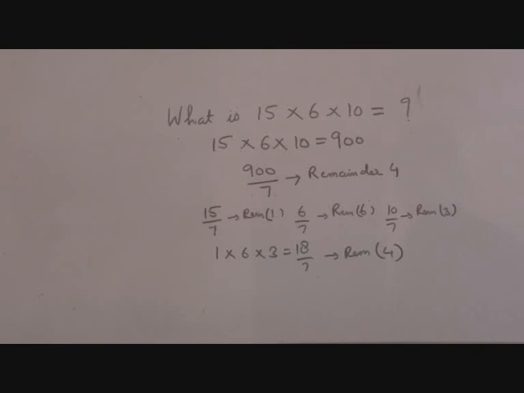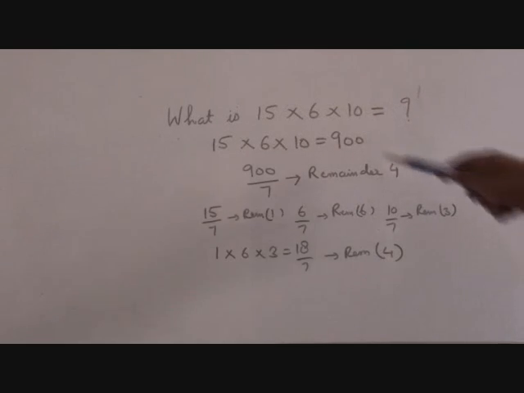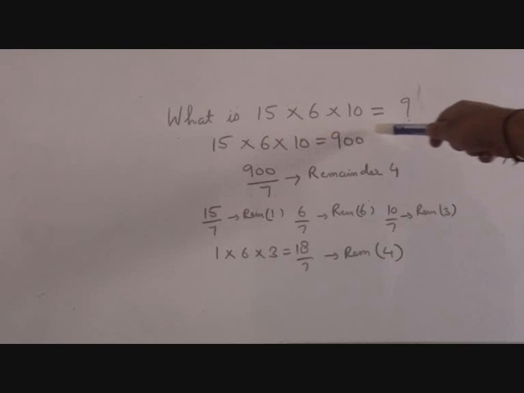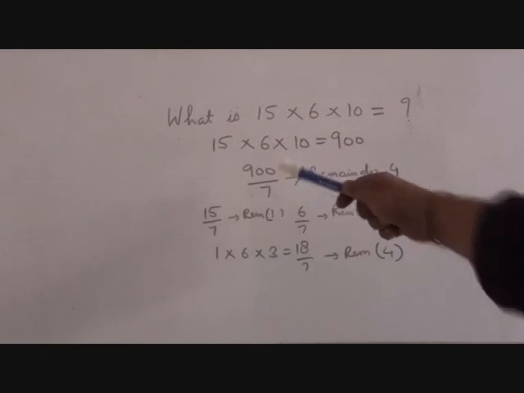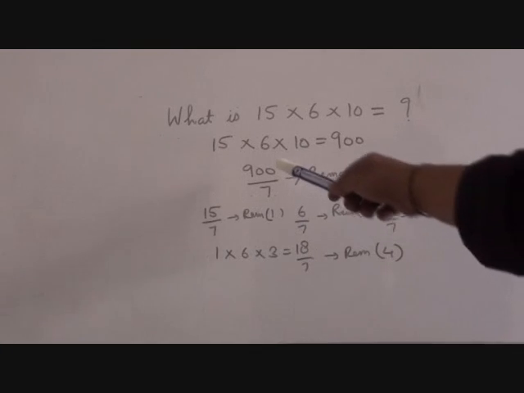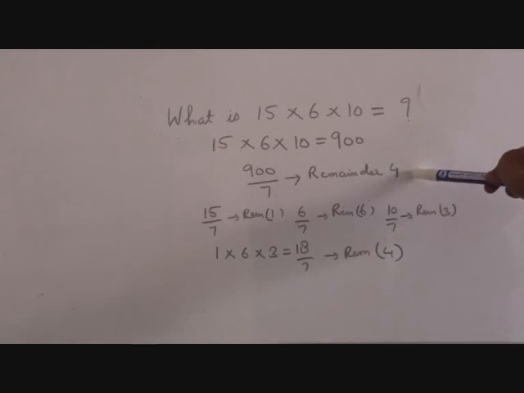Hi everyone. Let's start with how to find remainders with a simple example. What is 15 times 6 times 10? You can easily calculate that 15 times 6 times 10 is equal to 900. What is the remainder when 900 is divided by 7? You can see when 900 is divided by 7 the remainder is 4.